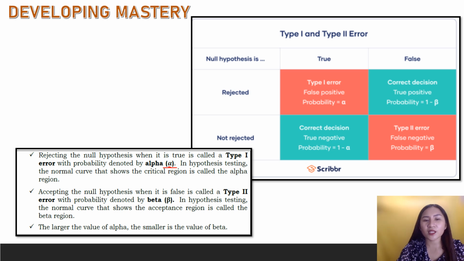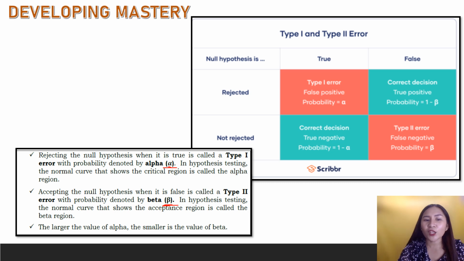Accepting the null hypothesis when it is false is called a type 2 error, with probability denoted by beta in this symbol. In hypothesis testing, the normal curve that shows the acceptance region is called the beta region.